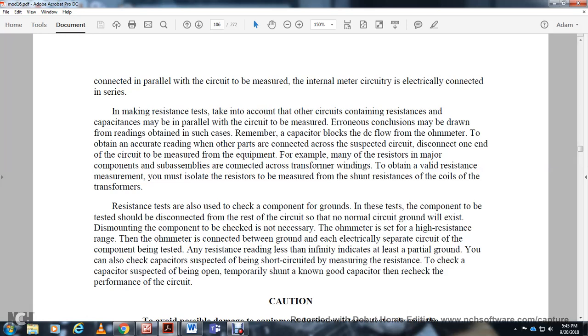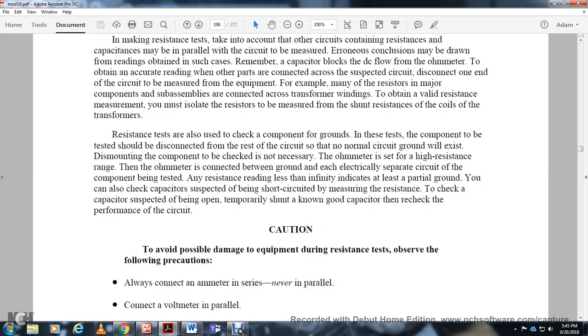To obtain an accurate reading, disconnect one end of the component from the suspected circuit, for example, a resistor or similar components. A similar connection applies to a transformer winding, to obtain a valid resistance measurement for the isolated resistor and for the coil of the transformer.